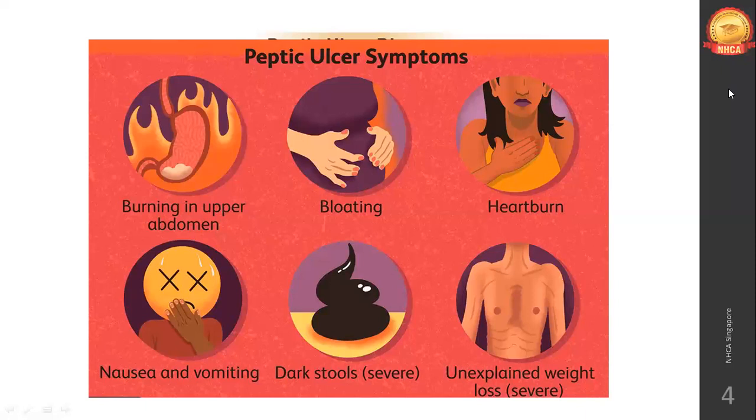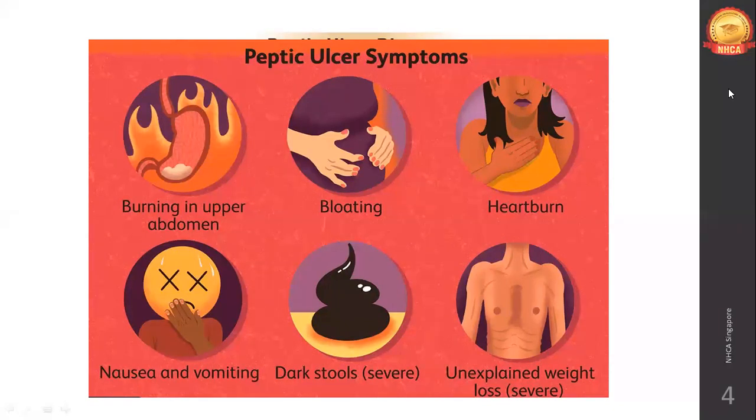Why dark stool? Peptic ulcers will also bleed. This blood mixed with food will get clotted. It will undergo coagulation, and that's the reason why the stools are dark in color. That's only in severe cases of peptic ulcer, when there is a lot of internal bleeding out of the ulcer, and that's why you get dark stool, because clotted blood is found in the defecated feces.